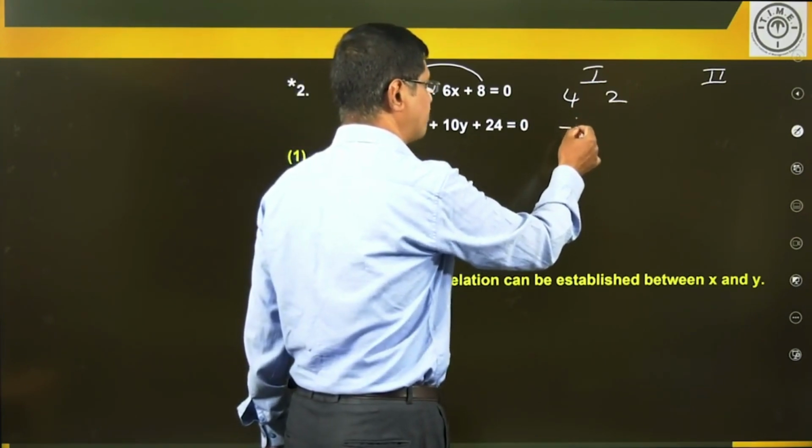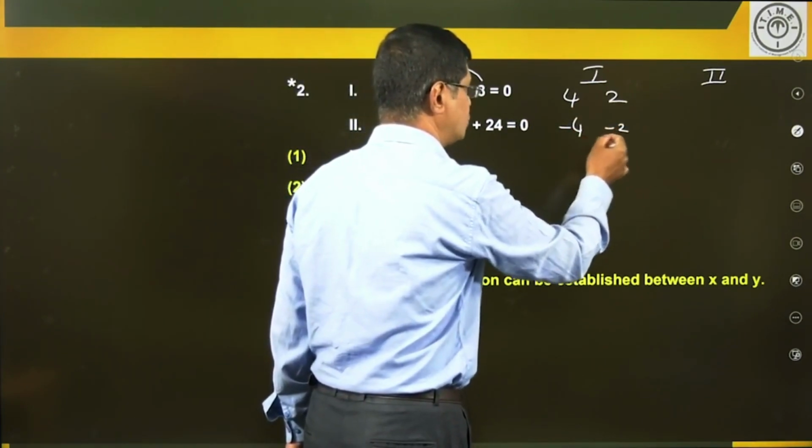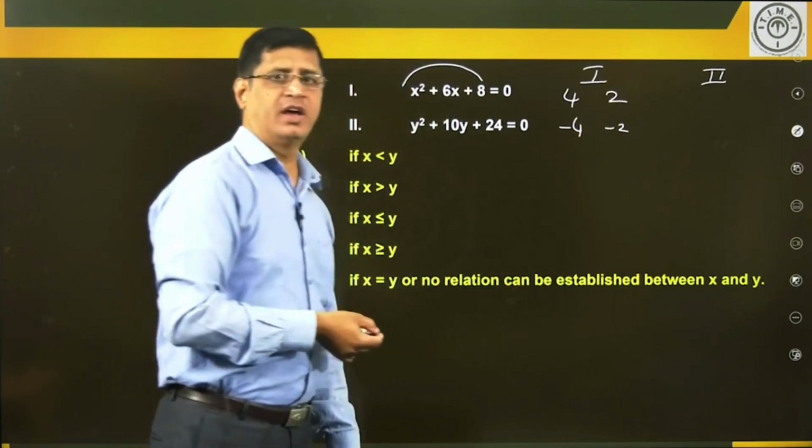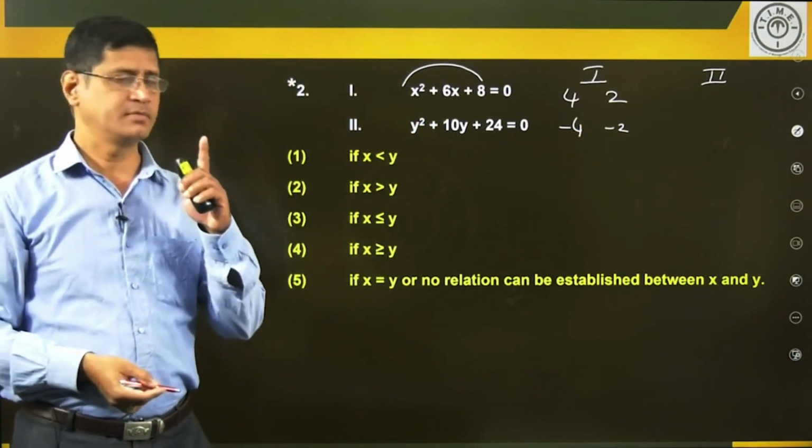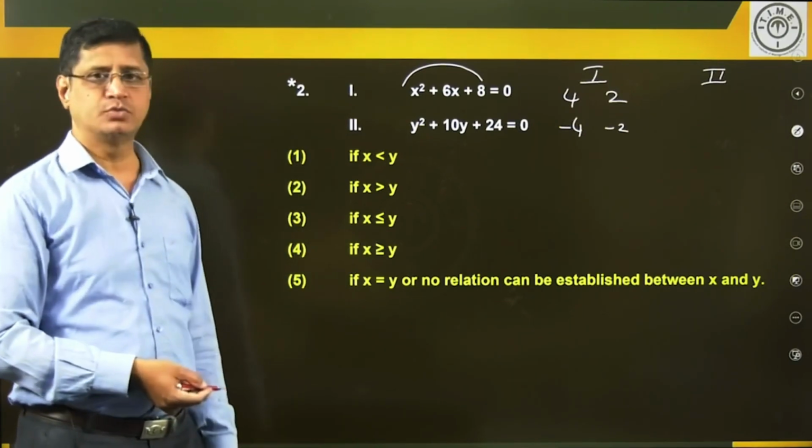So, what about the roots? Minus 4, minus 2 by coefficient of x square. X square coefficient is 1. So, minus 4, minus 2.